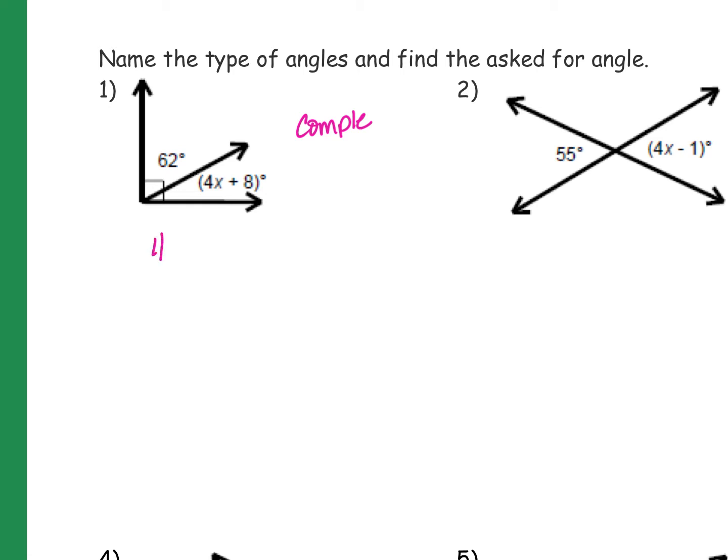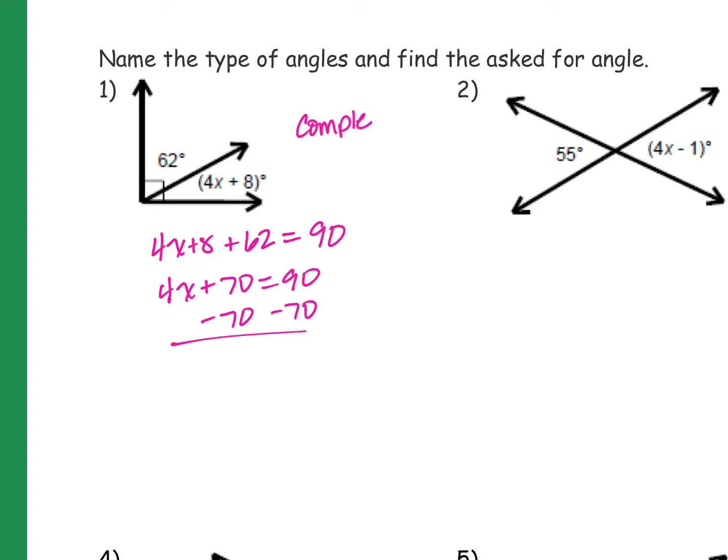So I'm going to say 4x plus 8 plus 62 equals 90. So I add the two angles together and it equals 90. Now I have an equation I can solve. So I have 4x plus 70 equals 90. Subtract 70, right? So 4x equals 20. Divide by 4, and x equals 5.